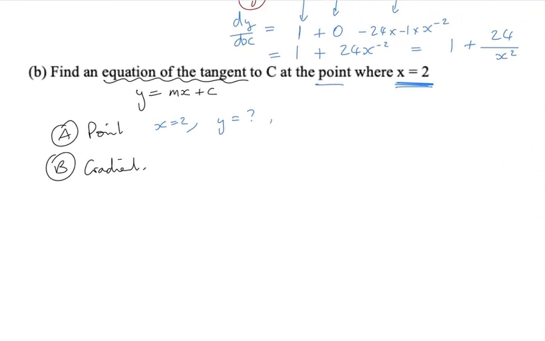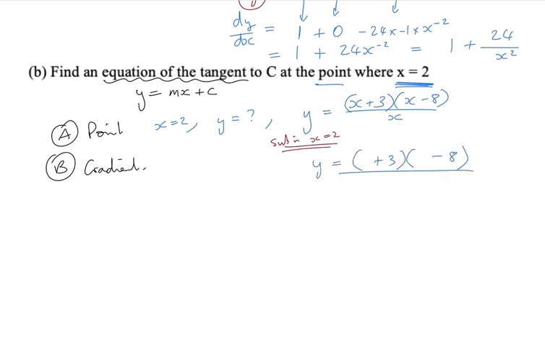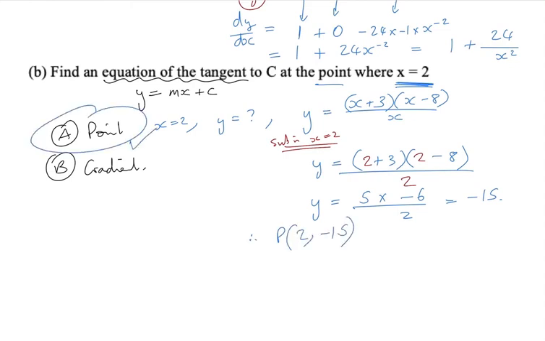I do know, however, that y equals, that's what we were given in the question. I'm now going to sub in x equals 2 in order to find y. So y equals, and I've replaced the x's with 2's. This is just 5 times minus 6 over 2, which is minus 15. So therefore we've got our point, which is 2 comma minus 15, and the first part is done.